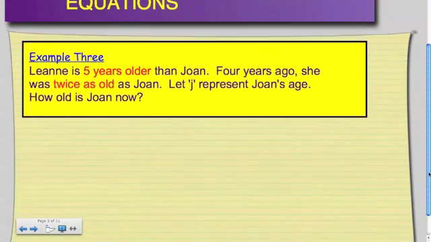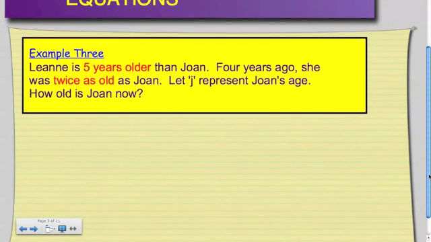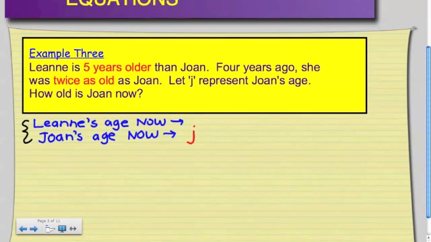Okay, now we have an age problem. So this is a little bit longer. So copy this down. This is not as obvious. And this is the last word problem that we have before we attack the questions from assignment B. Okay, so according to this problem, we have to let J represent Joan's age now.